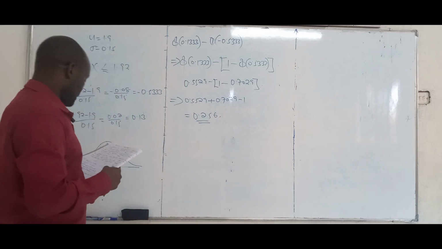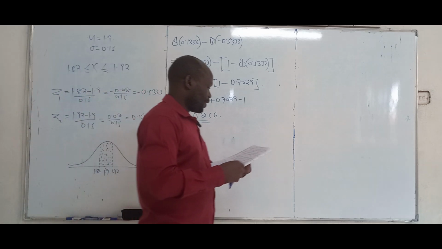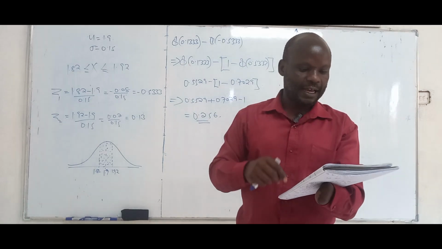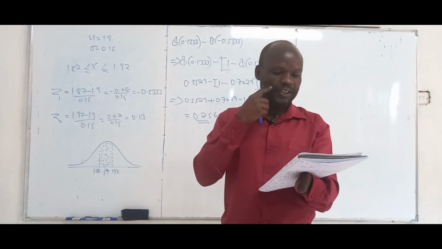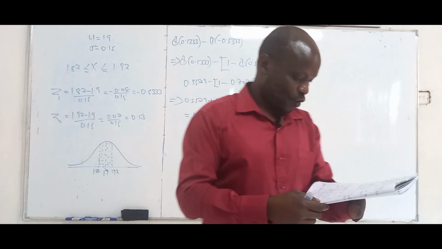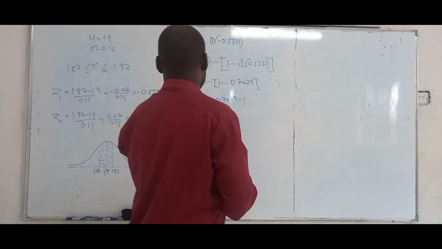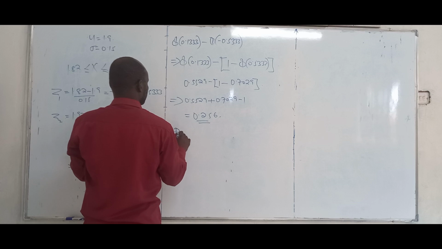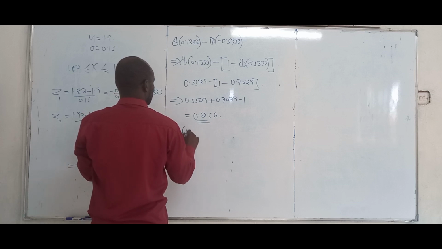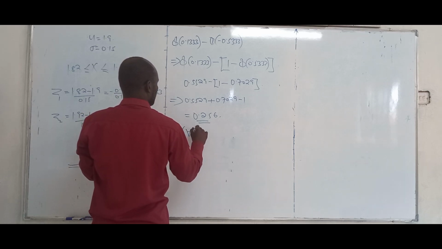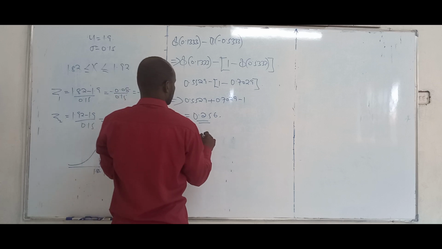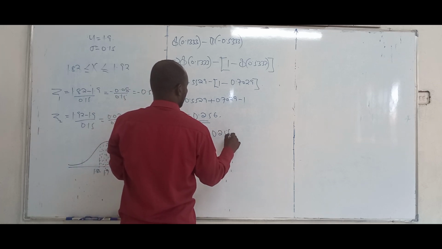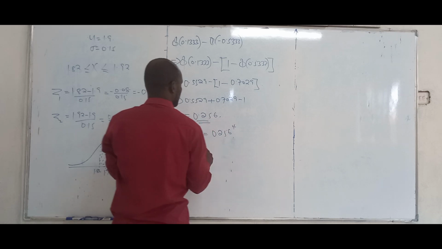But then we are asked, find the probability that all 4 tires on a car of this type have pressures between that. All four. So in that case, we raise this probability. So probability that all 4 is 0.256 raised to power 4.